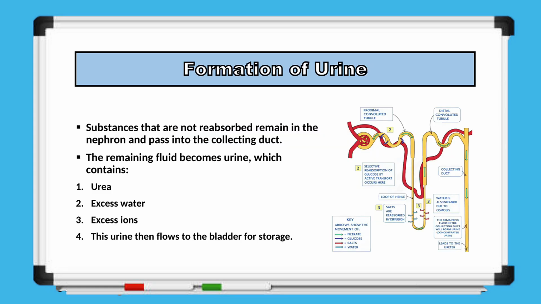Substances that are not reabsorbed remain in the nephron and move into the collecting duct. This remaining fluid gradually becomes urine, which contains urea, excess water, and excess ions. Once formed, the urine flows from the collecting ducts into the bladder, where it is stored until it is ready to be expelled from the body.